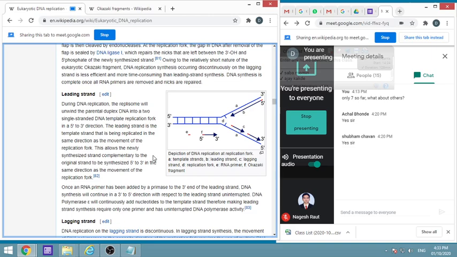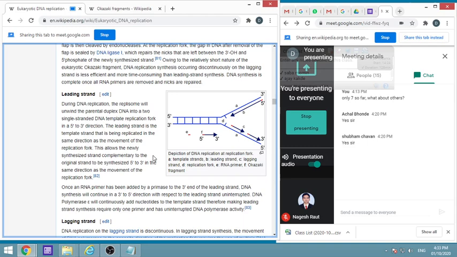Once the RNA primer has been added by the primase enzyme to the 3' end of the leading strand, DNA synthesis will continue in a 3' to 5' direction with respect to the template, uninterrupted, that is continuous. Therefore, I told you we call it a semi-continuous process.